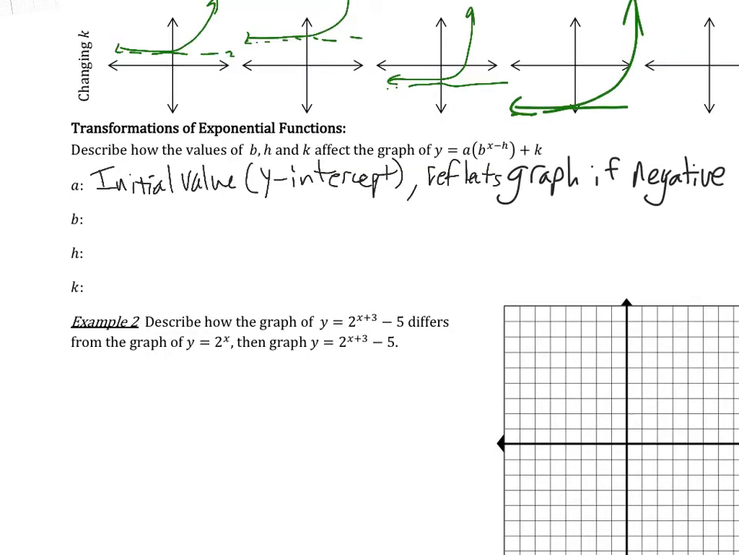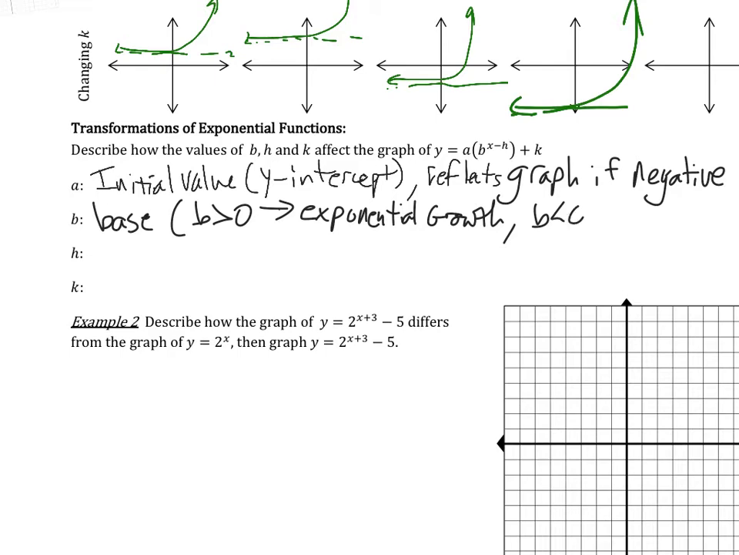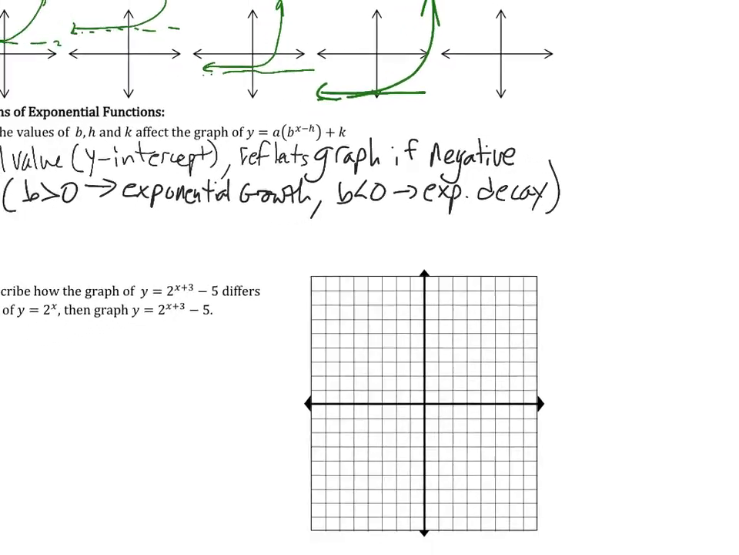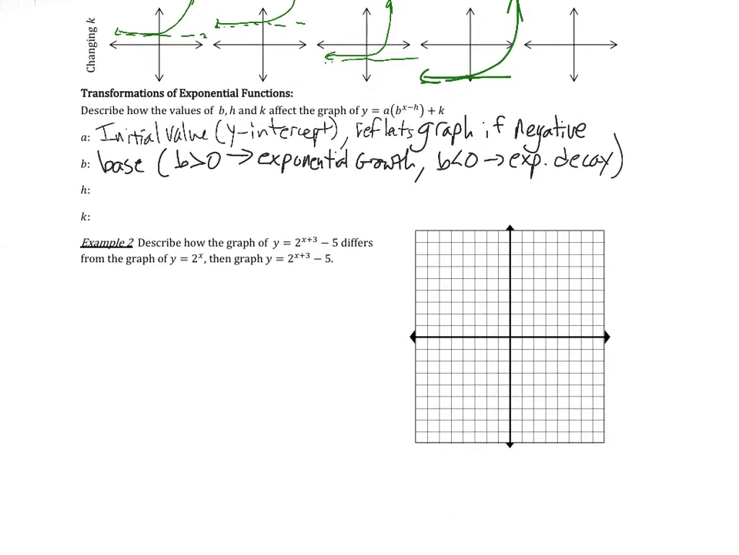That b value is the base, and that affects its shape. We know that if b is greater than 1, it's exponential growth. And if b is less than 1, that's exponential decay. So that's the idea of b.